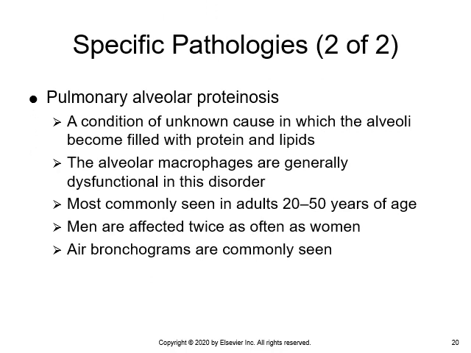Pulmonary alveolar proteinosis is a condition of unknown cause in which alveoli become filled with protein and lipids. The lipid-protein material is similar to the pulmonary surfactant produced by type II cells. In addition, the alveolar macrophages are generally dysfunctional in this disorder. The disease is most commonly seen in adults 20 to 50 years of age. Men are affected twice as often as women.